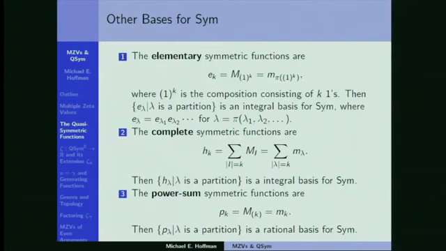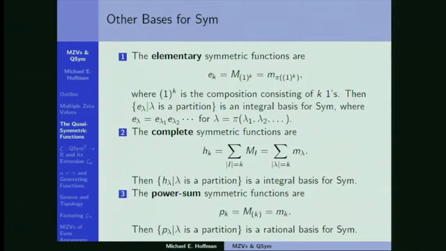These are elementary facts, but I just recall them to fix the notation. So you have the standard elementary, complete and power sum symmetric functions. The elementary ones are the ones that correspond to the partition that's just all ones. Of course, if all the things in the string are the same, it doesn't matter whether you order it or not. So those are the elementary symmetric functions.